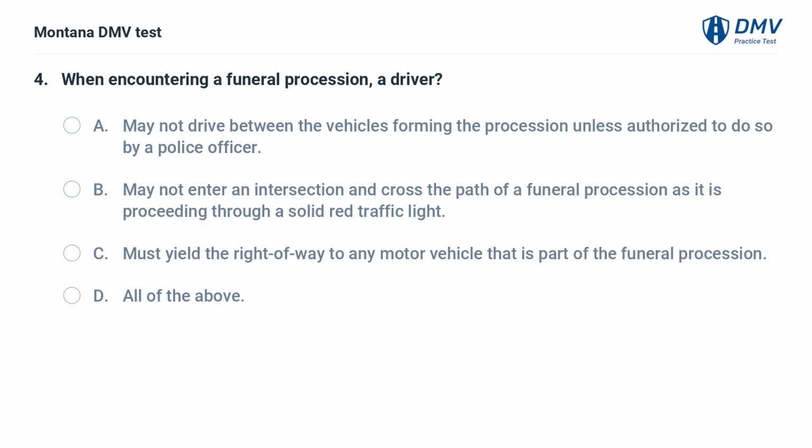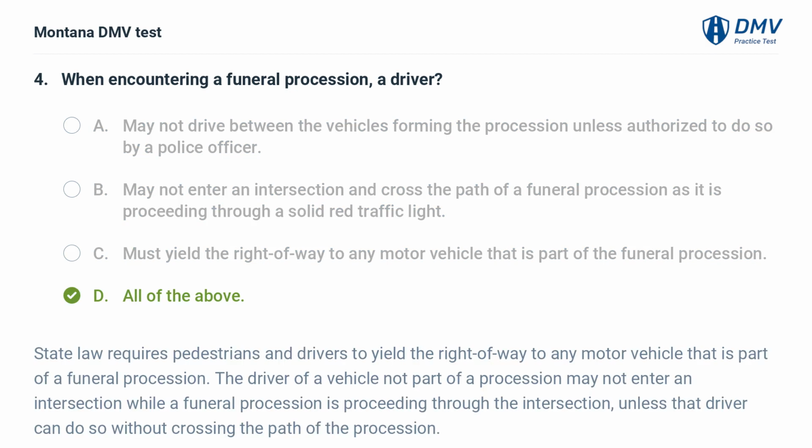When encountering a funeral procession, a driver: A. may not drive between the vehicles forming the procession unless authorized to do so by a police officer. B. may not enter an intersection and cross the path of a funeral procession as it is proceeding through a solid red traffic light. C. must yield the right of way to any motor vehicle that is part of the funeral procession. D. all of the above. The answer is D, all of the above.